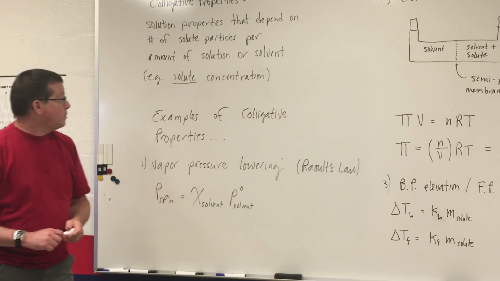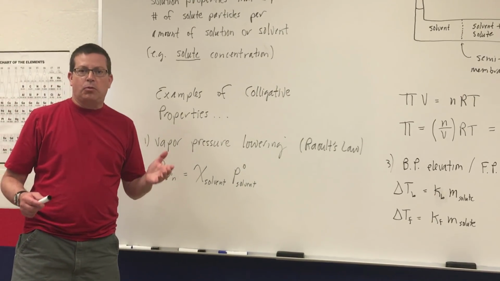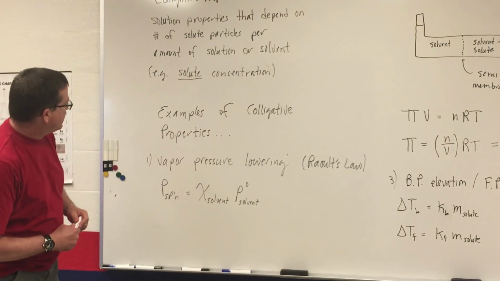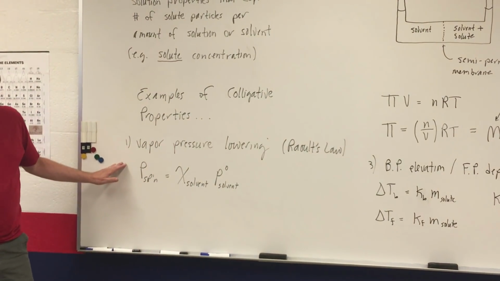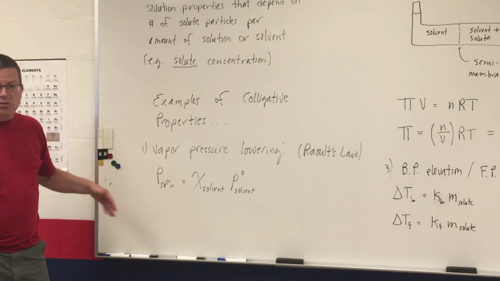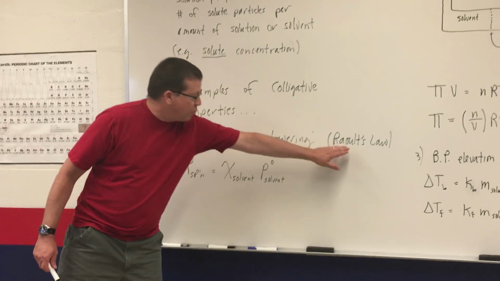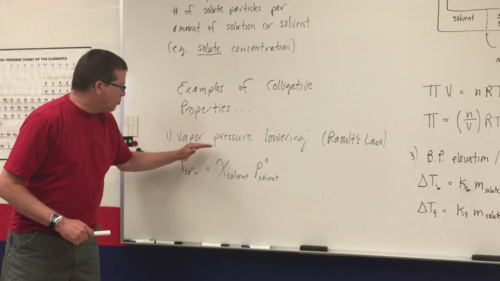So let's take a look at some examples of colligative properties, and then we'll come back and look at an example or two of a numerical problem involving colligative properties. The first colligative property that we want to talk about is one that we've actually dealt with before in class. It's sort of our first colligative property, and it's based upon Raoult's law, which we have already talked about and seen in class. And this is vapor pressure lowering.